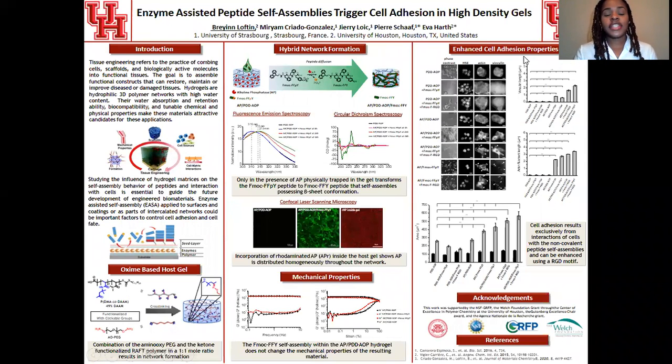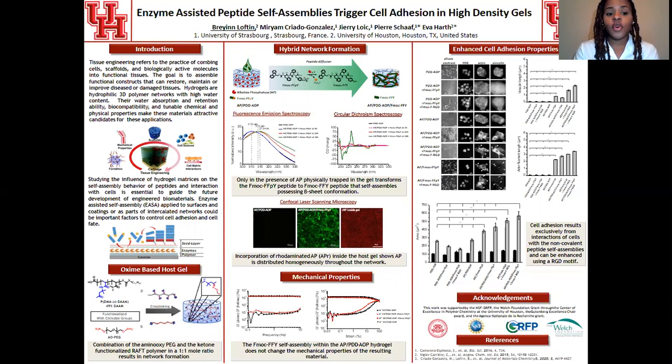Hi, I'm Breyinn Loftin, and I will be discussing my research on enzyme-assisted peptide self-assemblies that trigger cellular adhesion in a high-density hydrogel. And so peptide self-assemblies have been recognized as an important component in responsive hydrogel materials that have applications in tissue engineering and regenerative medicine.